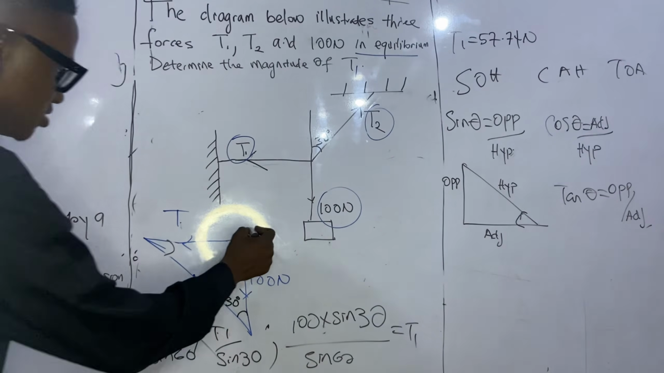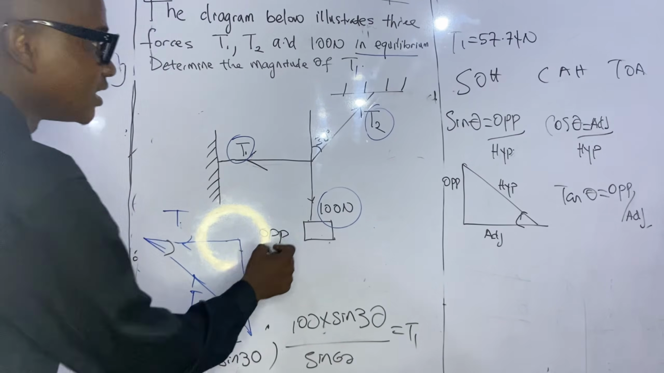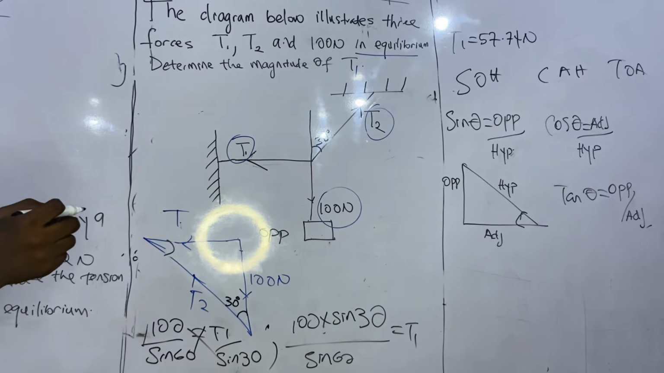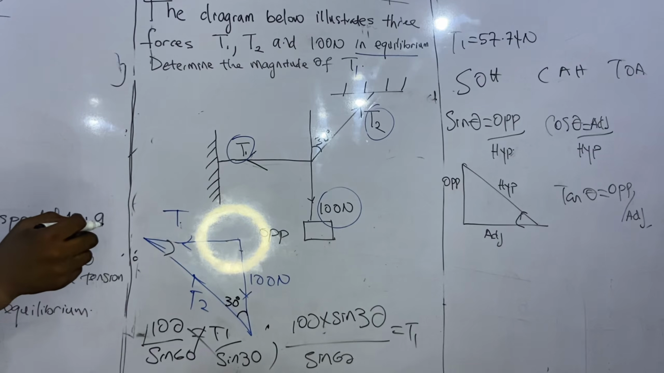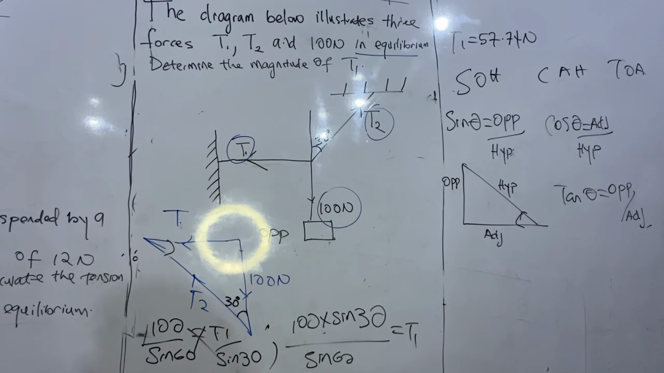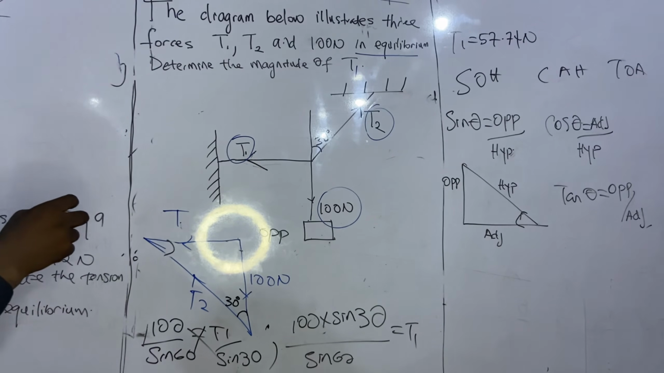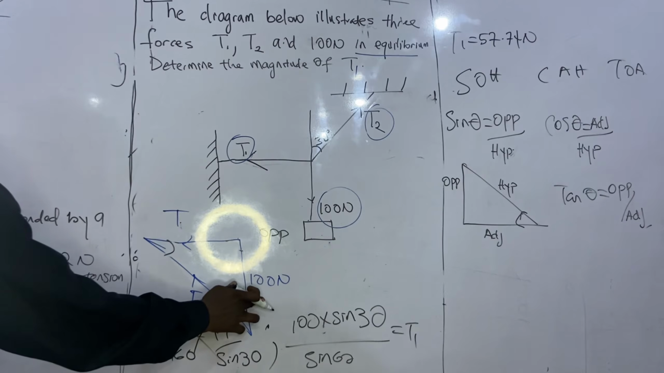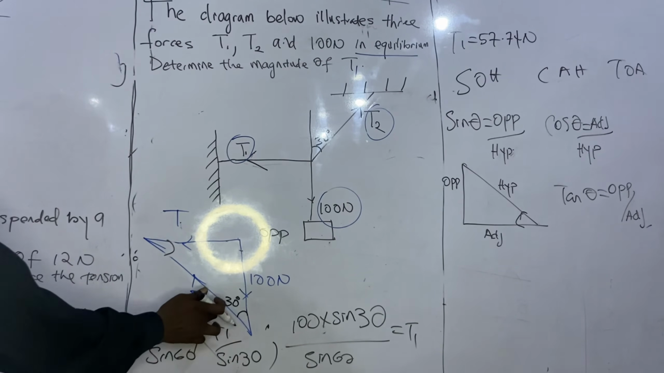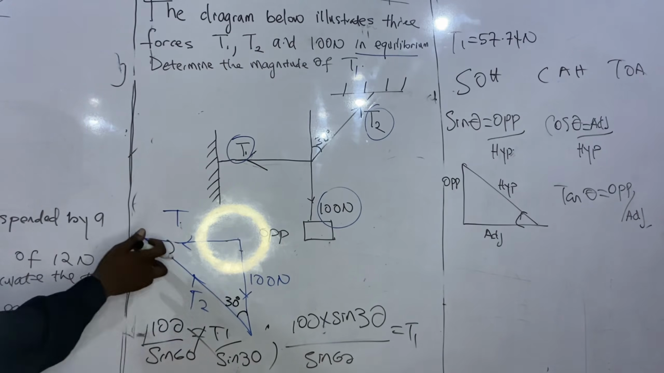Now we have the opposite, right? And do we have the adjacent? We don't have the adjacent, so we cannot use tan theta. But can we use cos theta? We have the adjacent and the hypotenuse. No, we can only use sine theta. We have the opposite and we are looking for the hypotenuse, which is T2.